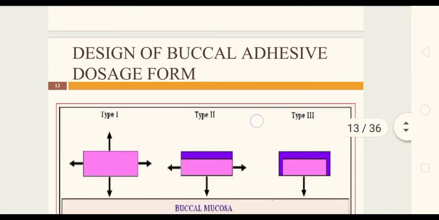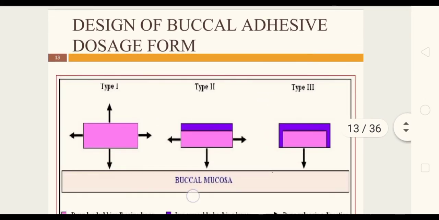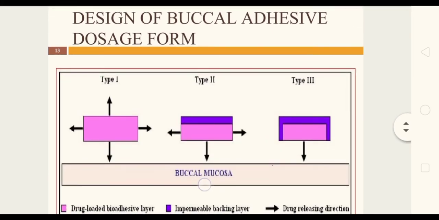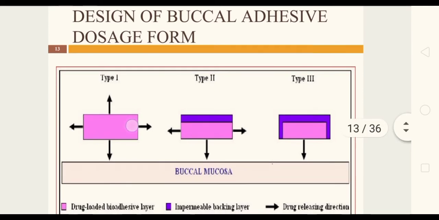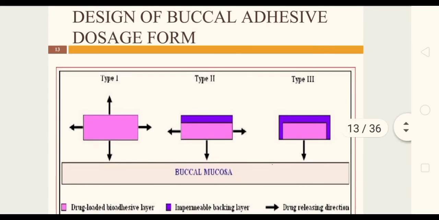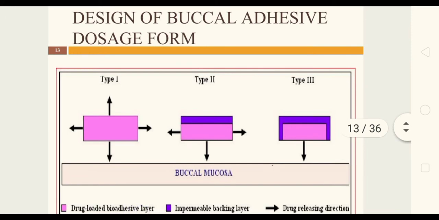Now we will see the design of the buccal adhesive dosage form. For this design there are three types we have seen, type 1, type 2 and type 3. In type 1, the pink color is showing the drug loaded bioadhesive layer and the blue color is showing the impermeable backing membrane. The backing layer does not allow the movement of drug molecule from that specific part, and the arrow is showing the direction of movement of drug.